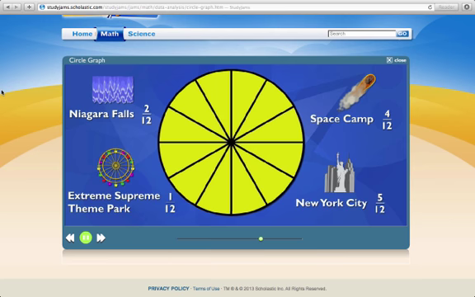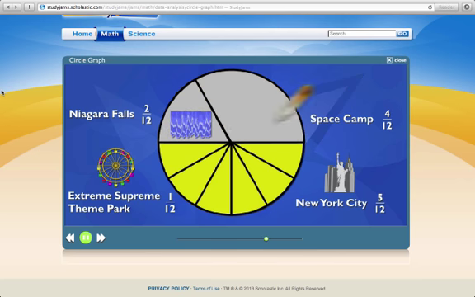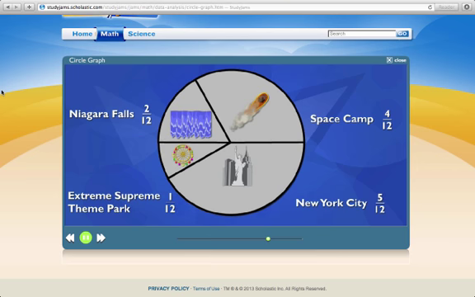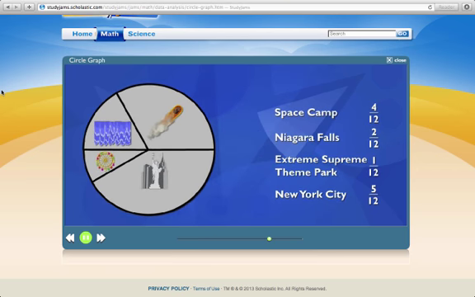Now you just look at your fractions and color in the number of sectors represented by the numerator. So for Niagara Falls, you color in 2 sectors for 2 twelfths. Oh, 4 for Space Camp, 1 for the Theme Park, and then 5 for New York City, the winner. All that's left now is to make a key and give your graph a title. Well, the title is obviously Class Trip Votes.